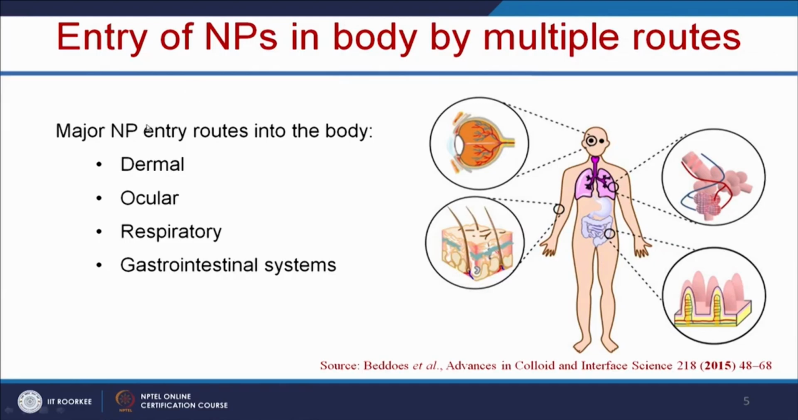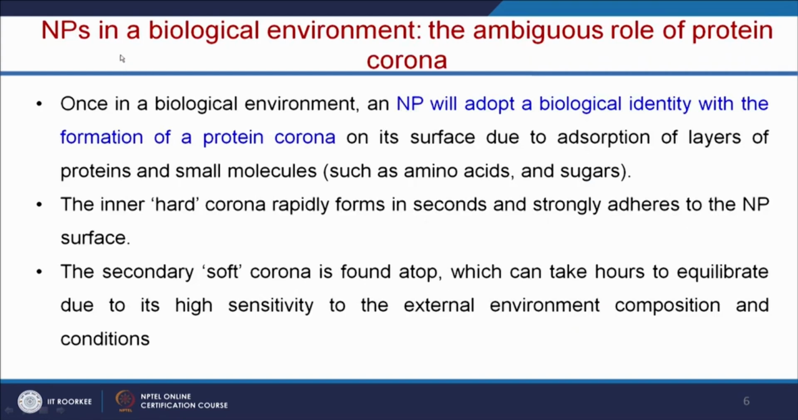So let us see how these nanoparticles enter the body. The nanoparticle enters the body through the dermal, ocular and respiratory as well as the gastrointestinal systems. Once it has entered the biological environment, there will be formation of protein corona. Let us see what protein corona is. In the biological environment, the nanoparticle will adopt a biological identity with the formation of a protein corona on its surface due to adsorption of layers of proteins and small molecules such as amino acids and sugars.